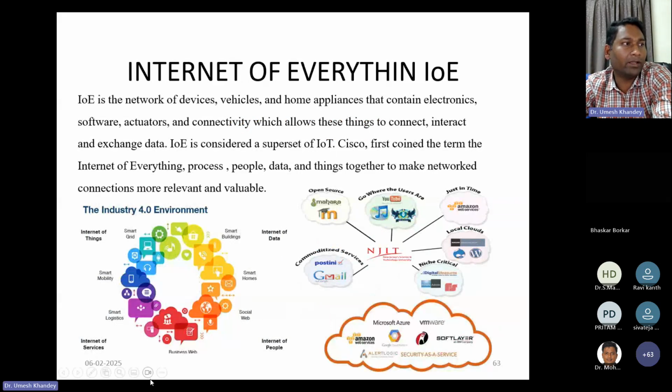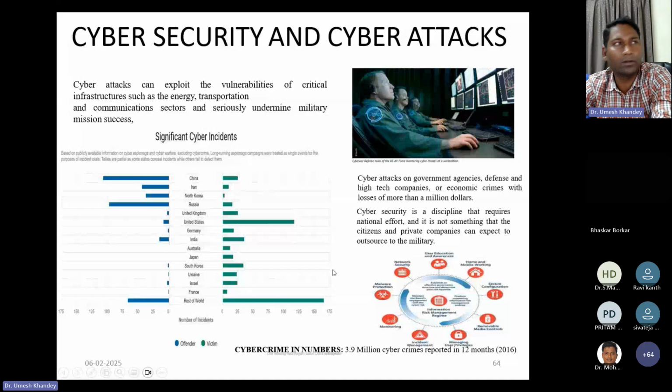So Internet of Everything: you may see the smart grid, smart buildings, smart home, social web, all going to be connected with each other. These are done through various means, like Microsoft. So we have connection in any way for anything, that is your Internet of Anything. These are cyber security and cyber attacks, some data country wise. That is one of the pillars we have to think about: how to improve the security and how you can safeguard your organization, under the application of Industry 4.0, from cyber attack.